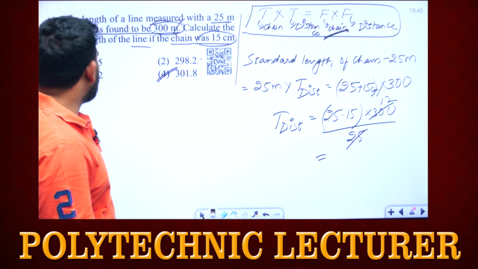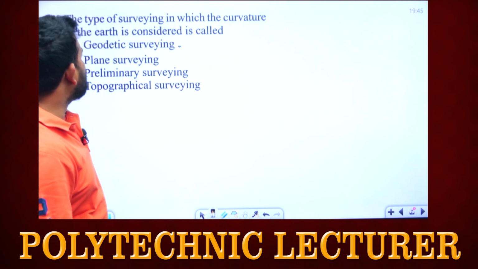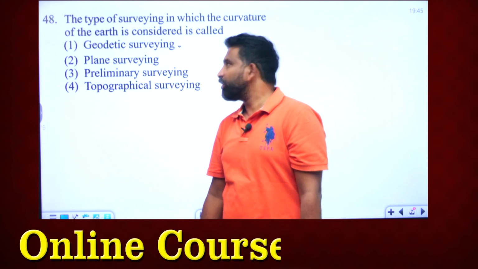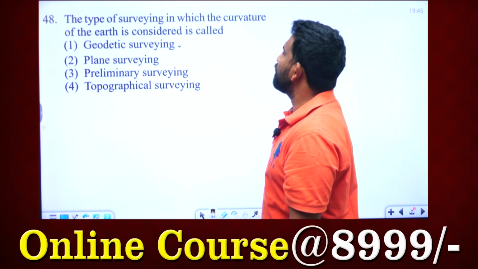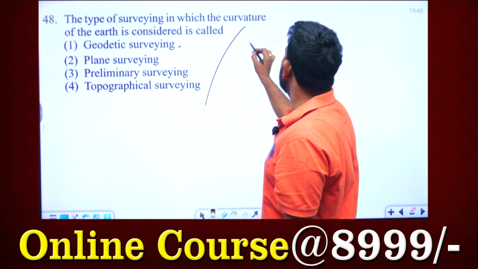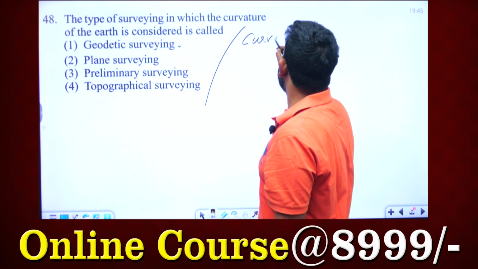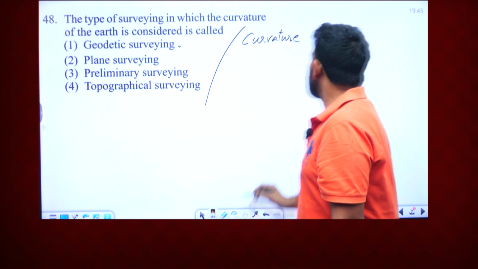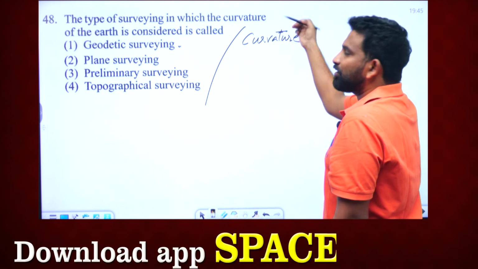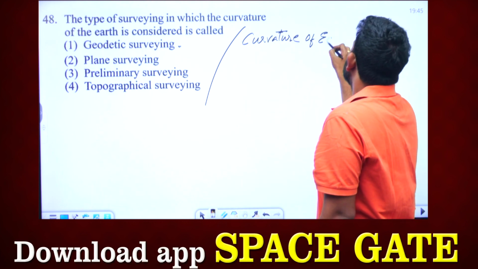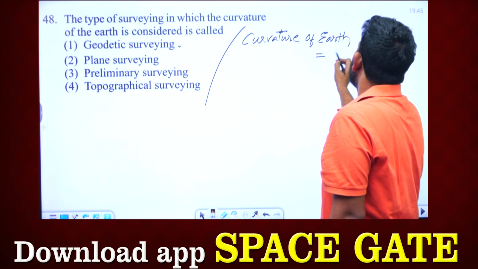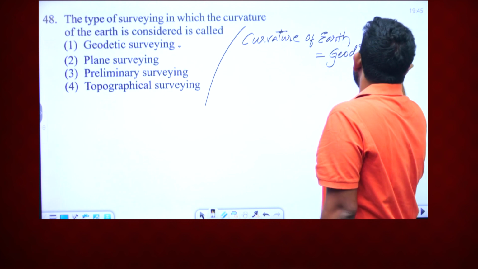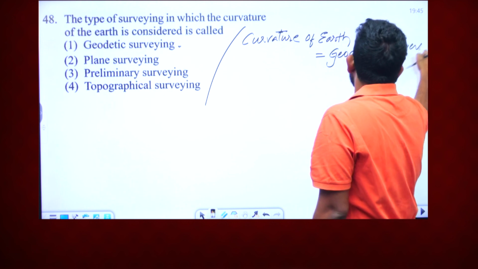Now let us see the next question here. The type of surveying in which the curvature of the earth is considered. Very basic, general, simple question. The type of surveying in which the curvature of the earth is considered is called. We do know that when we are considering the curvature of the earth, because the earth has a curved shape throughout, then obviously it will come under geodetic surveying, because based upon the accuracy, we have only two types of surveying. They are geodetic and plane surveying.